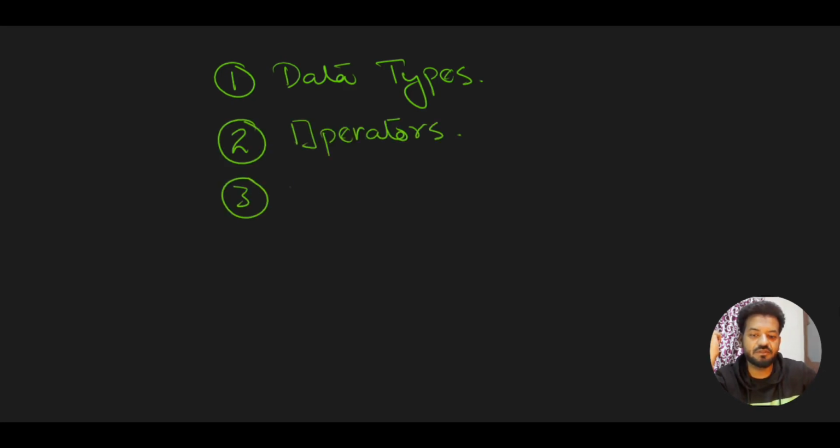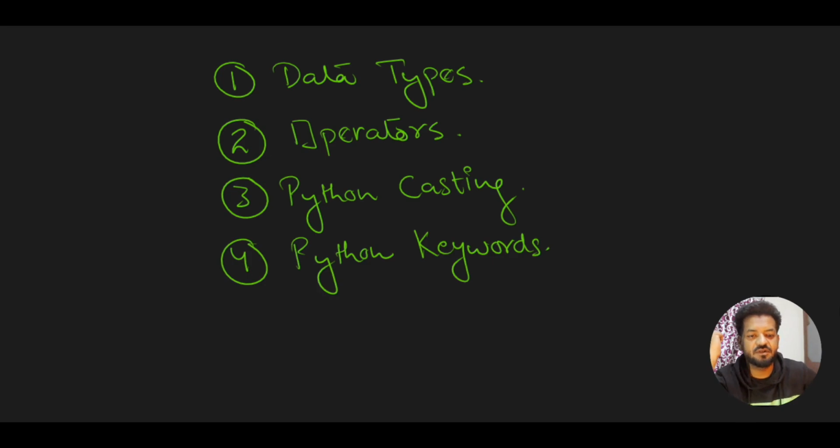Number one is data types. Number two is operators. Number three is Python casting. And number four is Python keywords. So let's start these topics one by one.